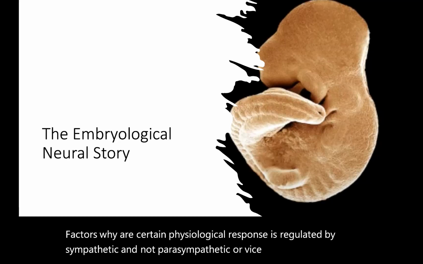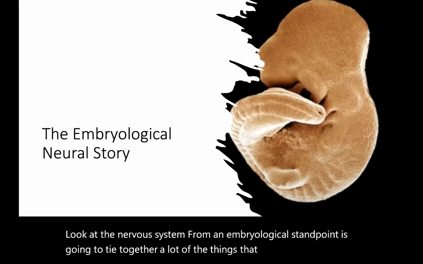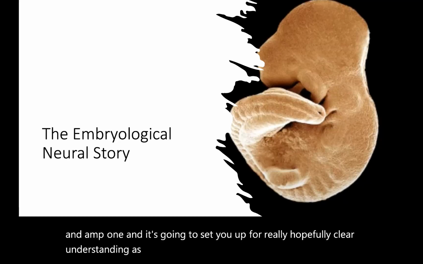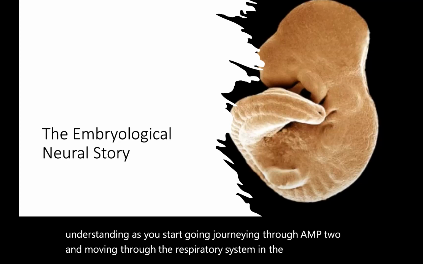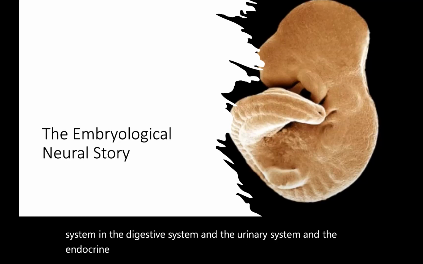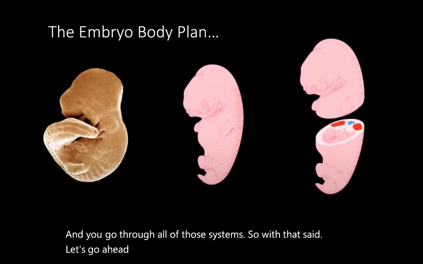So this final look at the nervous system from an embryological standpoint is going to tie together a lot of the things that we've looked at so far in AMP1, and it's going to set you up for a clear understanding as you start journeying through AMP2 and moving through the respiratory system and the cardiovascular system and the digestive system and the urinary system and the endocrine system and the reproductive system. So with that said, let's go ahead and jump into this.